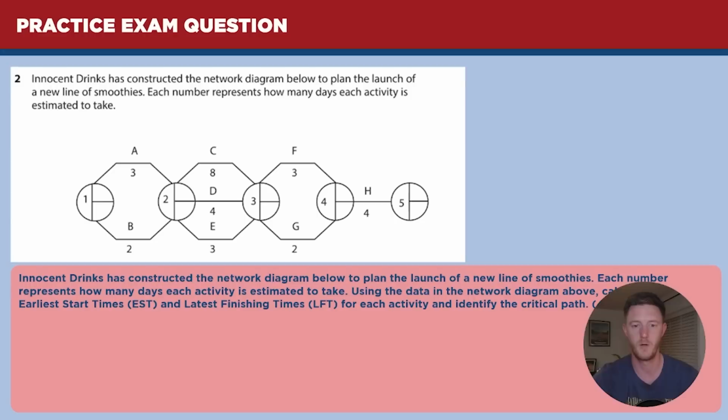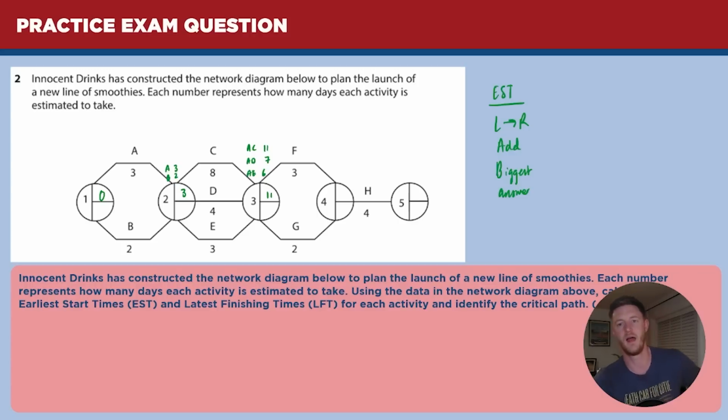Here's an example practice exam question for this one. And so this one asks you to calculate the earliest start times and latest finish times and identify the critical path. So I'm just going to annotate this on the diagram above. So we're going to start with 0. Remember our rules, AST, left to right, add, biggest answer. So 0, and then we've got A or B, 3 or 2, so we're going to go 3. Here we've got AC, AD or AE. So AC is 11, AD is 7, AE is 6, so that's going to be 11.